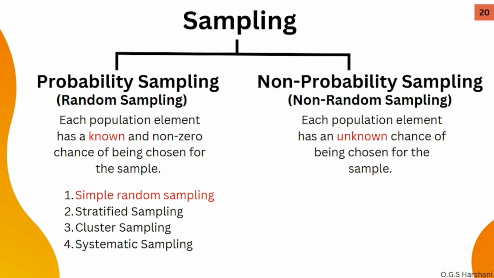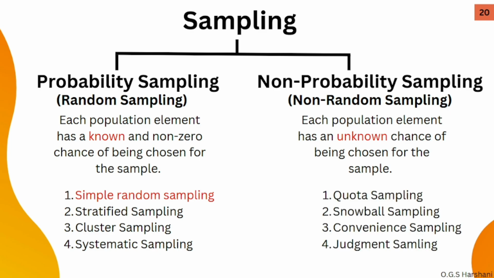In non-random sampling, each population element has an unknown chance of being chosen for the sample. There are also 4 techniques: quota sampling, snowball sampling, convenience sampling, and judgment sampling. But here we only talk about simple random sampling. Let's dive into simple random sampling.